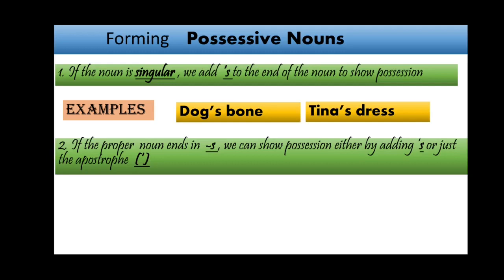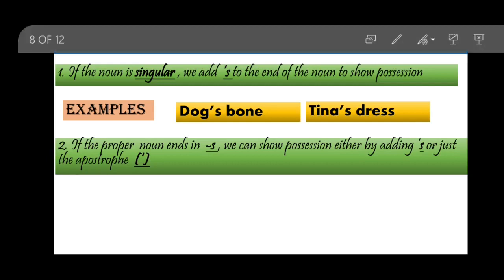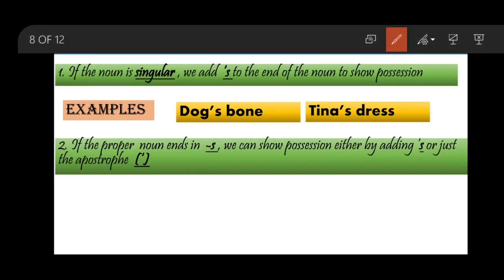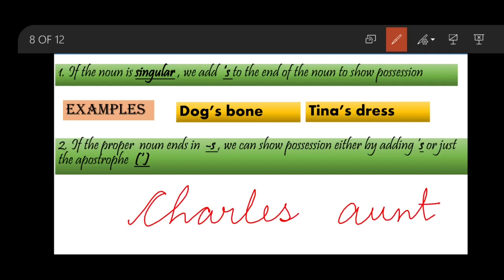Suppose the proper noun ends in s. Suppose the name of any person ends in s, like if I write Charles aunt. So the person's name is only Charles, and it is ending with what? It is ending with s. So now we can show the possession by simply adding apostrophe s or just the apostrophe. So both conditions we can do.